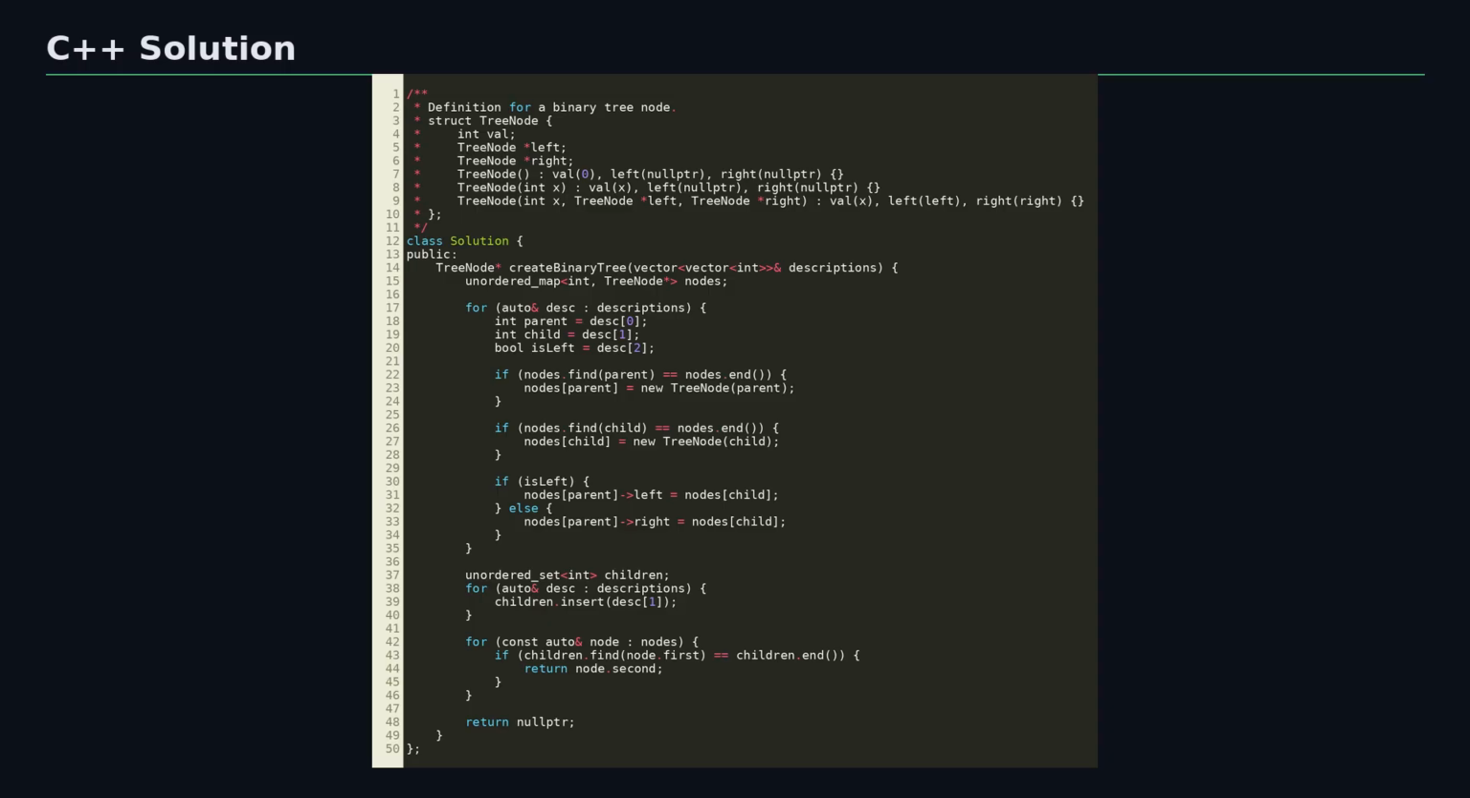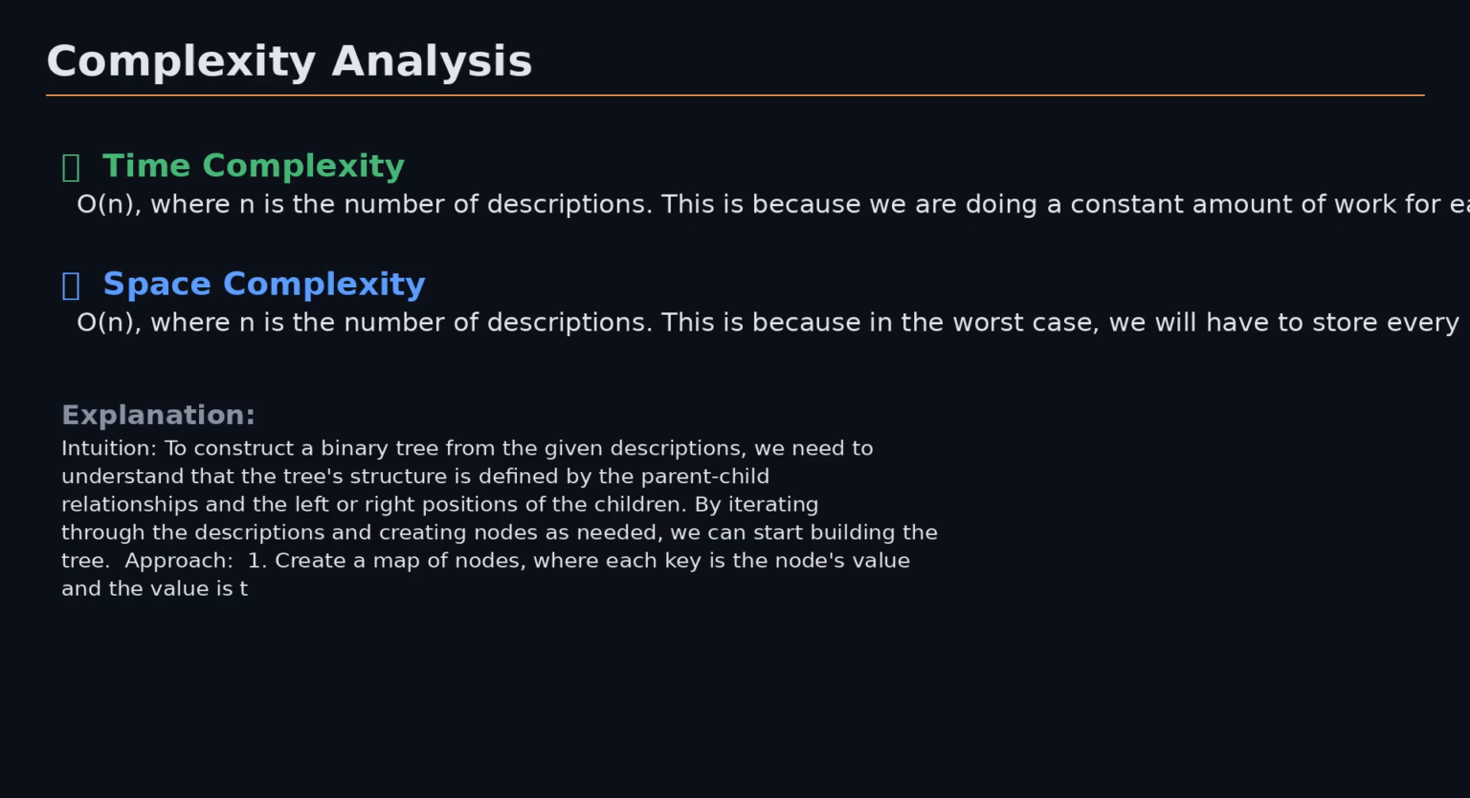Let's go through the code line by line. We start with the for loop, which iterates through the descriptions. For each description, we create nodes for the parent and the child if they don't exist. And then we assign the child node to the left or right of the parent node based on the description. Then, we create the set of children and find the root node by iterating through the nodes and checking if each node is a child of any other node.